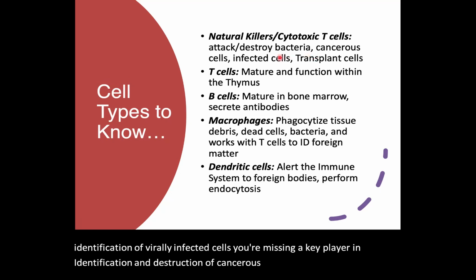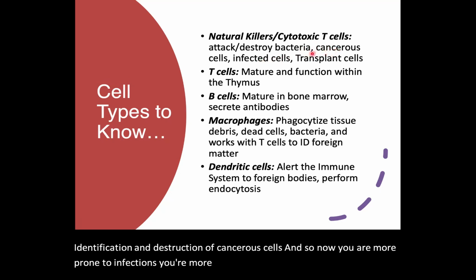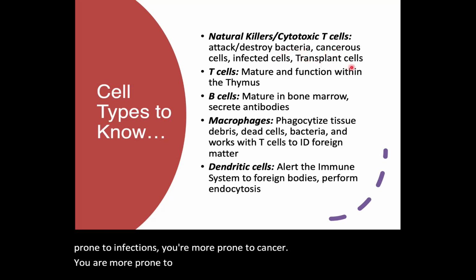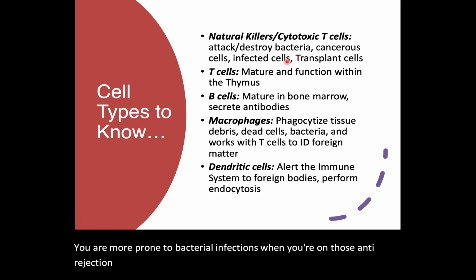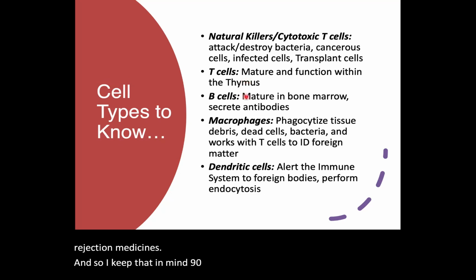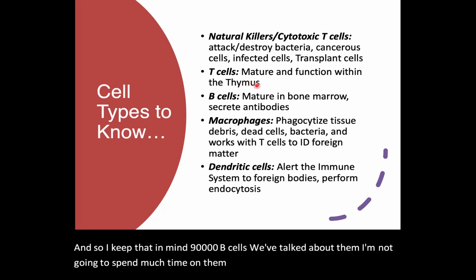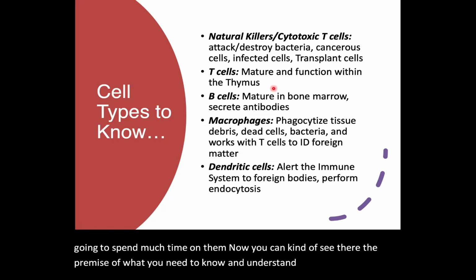And so now you're more prone to infections. You're more prone to cancer. You're more prone to bacterial infections when you're on those anti-rejection medicines. And so keep that in mind. Right? T cells and B cells, we've talked about them. I'm not going to spend much time on them now. You can kind of see there the premise of what you need to know and understand as far as why they are different right now.